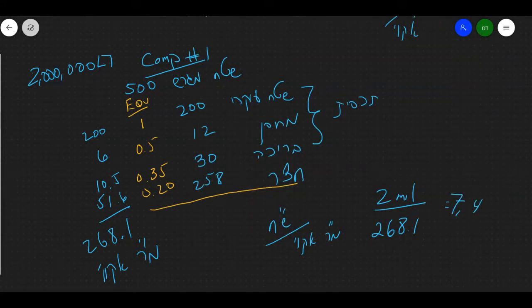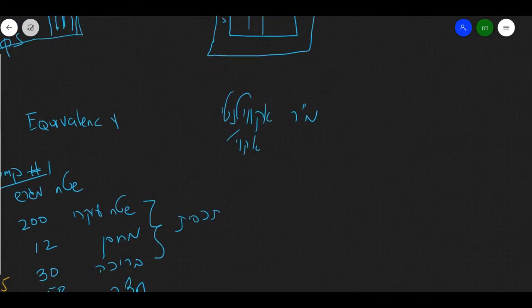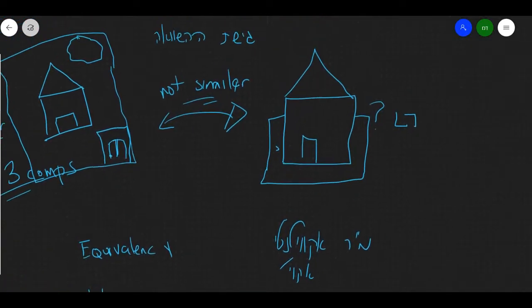That is what I'm taking out from my comparative, that each mar akvi is worth 7,460 built, as being built. So if it's actual main space, it's worth 7,460 per square meter. If we're talking about the chatzer, it's 20% of that per square meter. Now we have to go to our house.